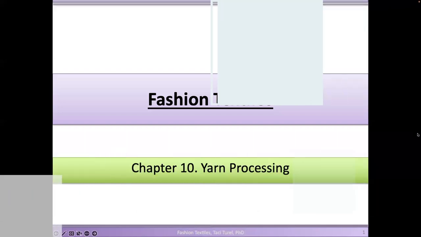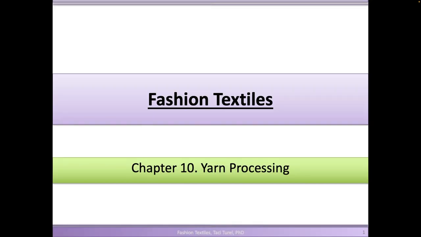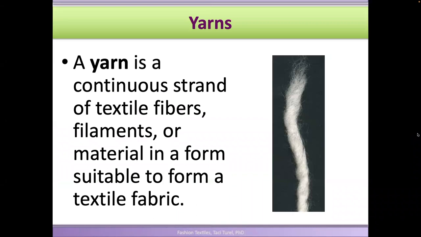Right, guys, so we are all done with fibers, and now we're going to start talking about yarns. In this class, I'm going to talk about yarns, yarn processing, and different kinds of yarns, so types of yarns. A yarn is a continuous strand of textile fibers or textile filaments, and we use the yarn to make a textile fabric. So a yarn is the main component of a fabric.